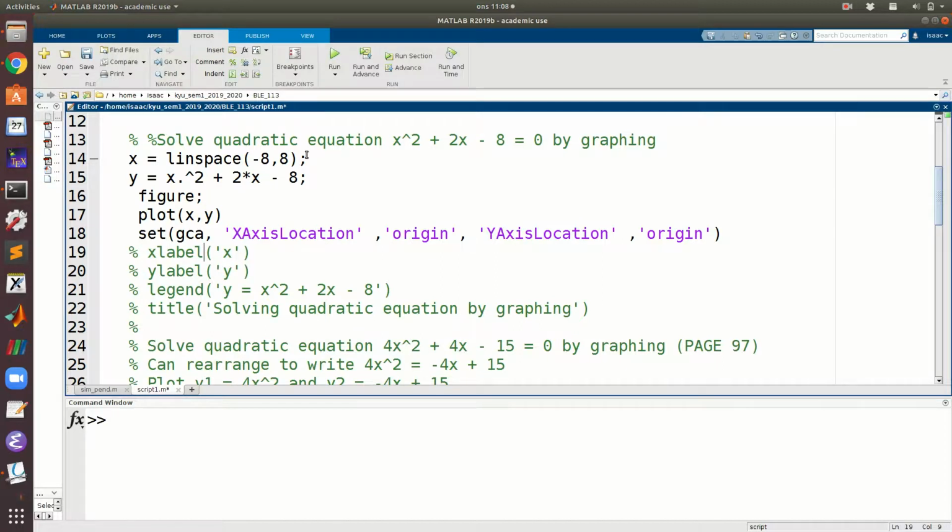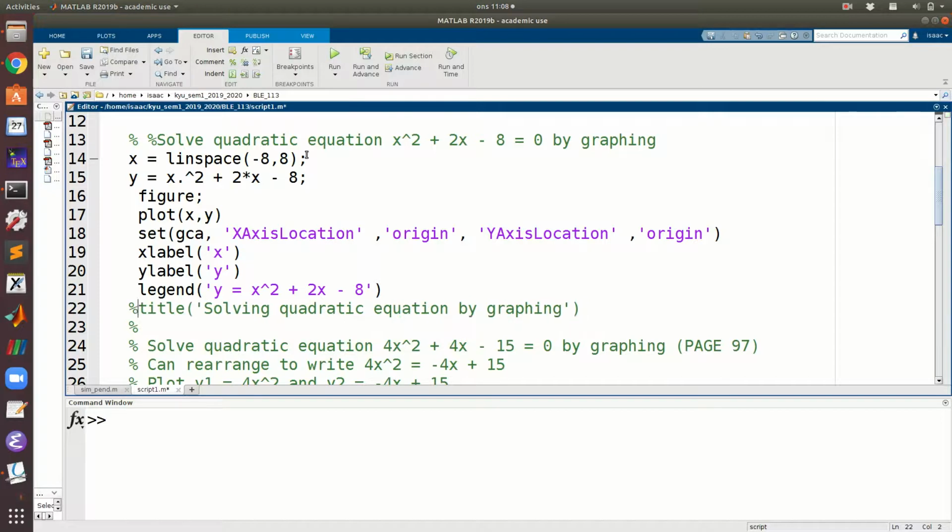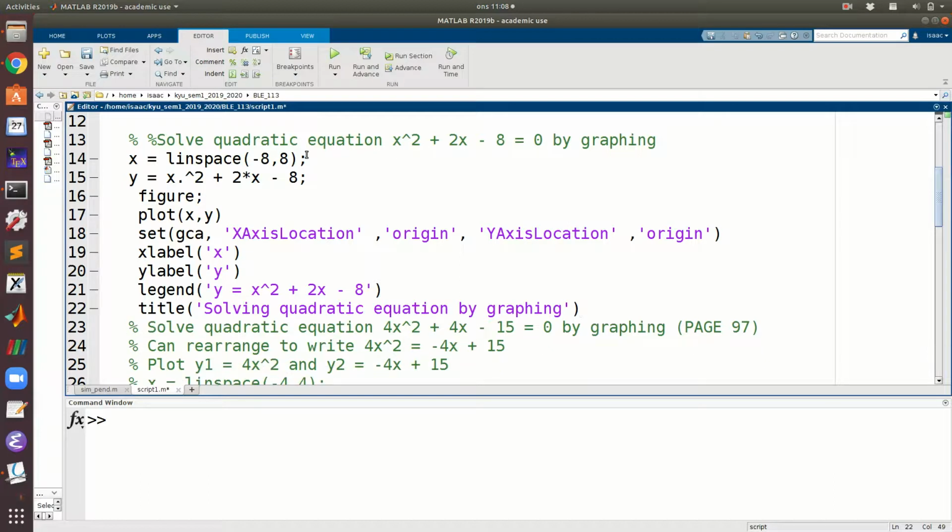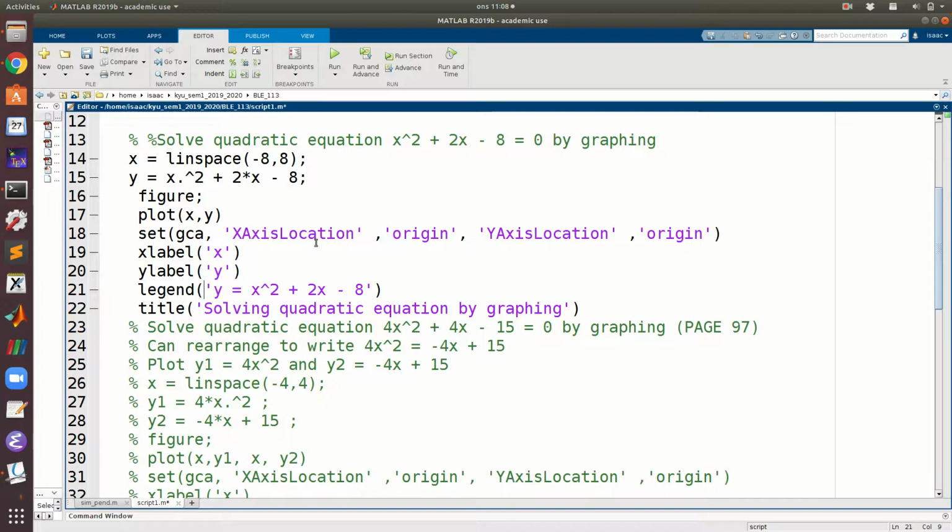Then this is another command for the x label, and for the y label we want to call it y. The legend is going to mark the graph: y is x squared plus 2x minus 8. And then this is going to be the title of the graph. If we haven't made any mistake, we should run this and expect to get something nice.